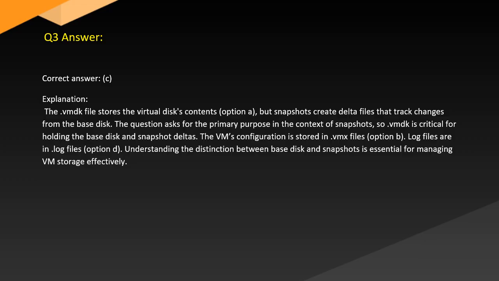Answer. Correct answer: C. Explanation: the VMDK file stores the virtual disk's contents, Option A. But snapshots create delta files that track changes from the base disk. The question asks for the primary purpose in the context of snapshots. So VMDK is critical for holding the base disk and snapshot deltas. The VM's configuration is stored in VMX files, Option B. Log files are in log files, Option D. Understanding the distinction between base disk and snapshots is essential for managing VM storage effectively.